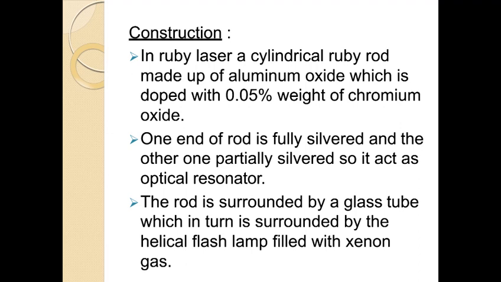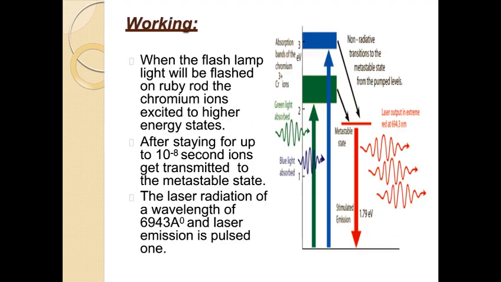Talking about construction of the ruby laser, it uses a cylindrical rod of ruby which is made up of aluminum oxide, and it is doped with 0.5% weight of chromium oxide. One end of the rod is fully silvered and the other end is partially silvered, so that the rod acts as an optical resonator. The rod is surrounded by a glass tube which in turn is surrounded by the helical flash lamp filled with xenon gas, so it is called a xenon flash tube.